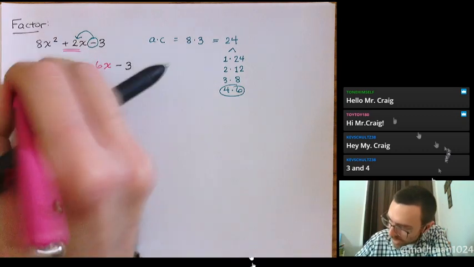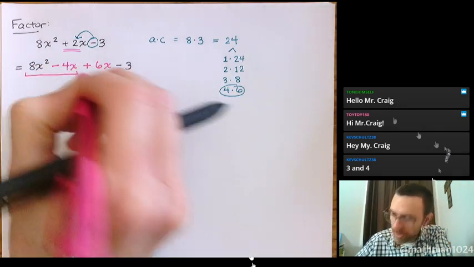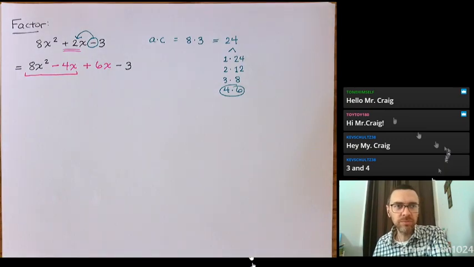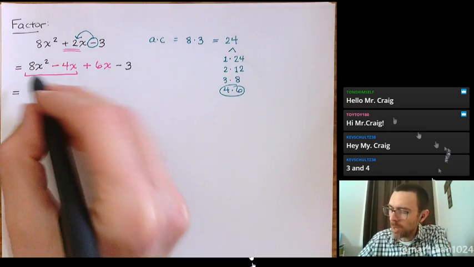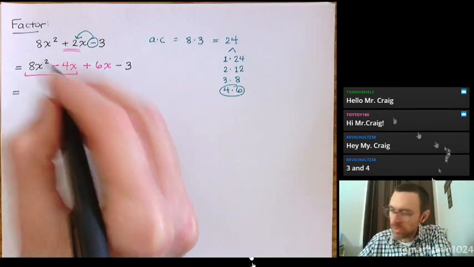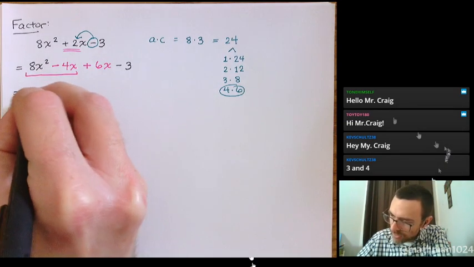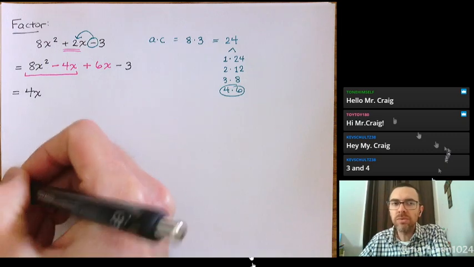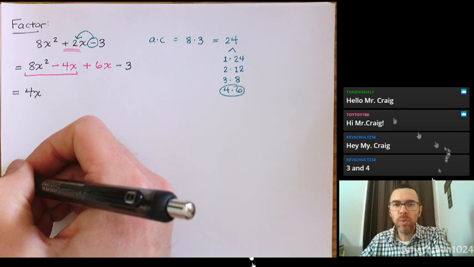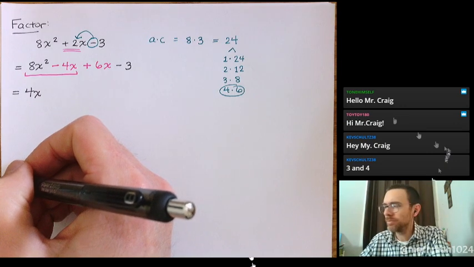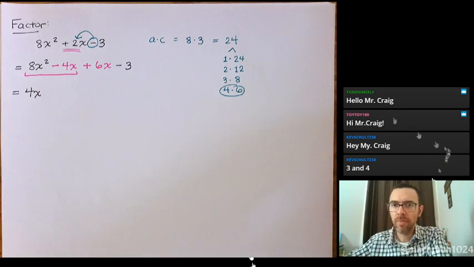And so now we're going to factor by grouping, because that's why we created the 4 terms. So in the first group, the common factor for 8x squared and 4x is 4x. Don't say that the common factor is 2. 2 is a common factor, but we want the greatest common factor. Okay?